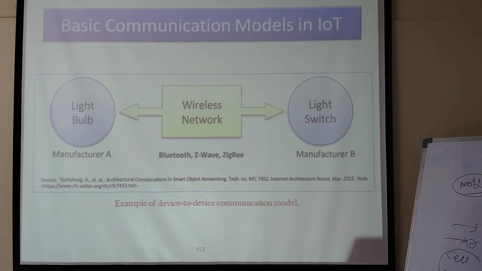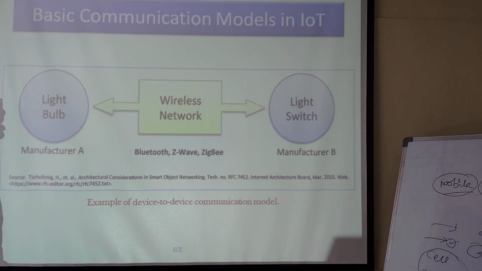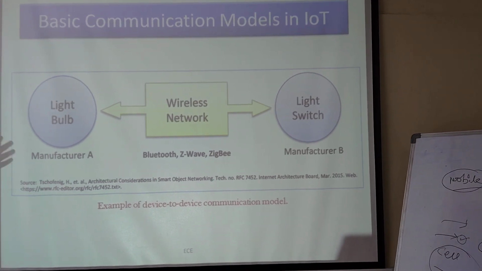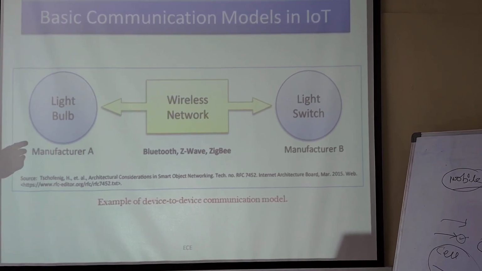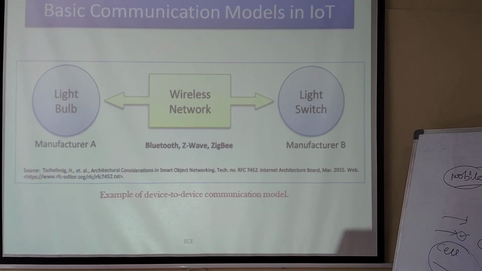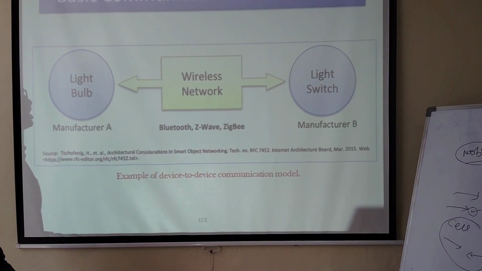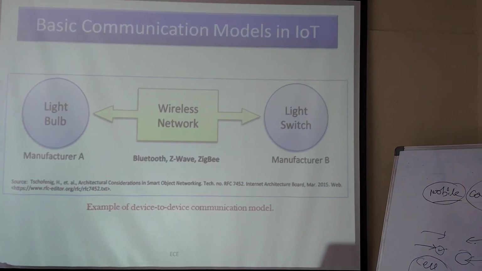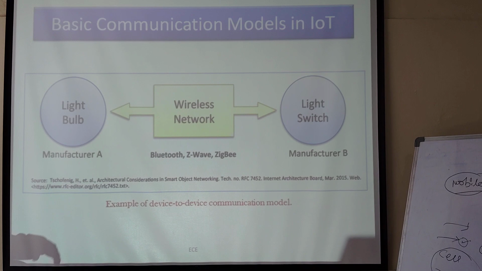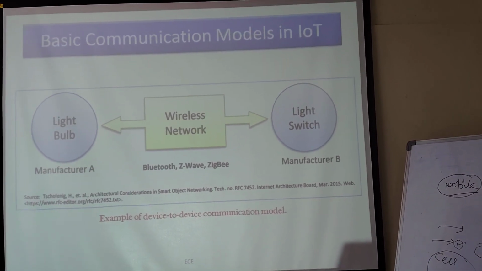So what is the basic communication? Earlier, if I wanted to switch on the light, we used the traditional switches, or I could use some communication to switch on the lights. Depending upon the mood of the person, we can change the intensity of the light. So smart switches came into the picture long back. That is one example of the device-to-device communication model.